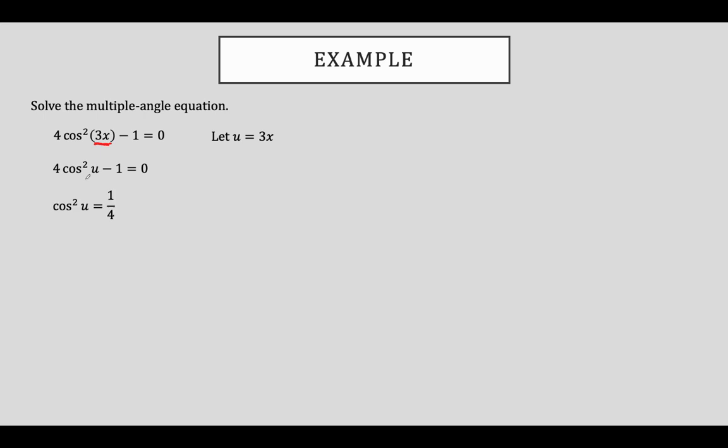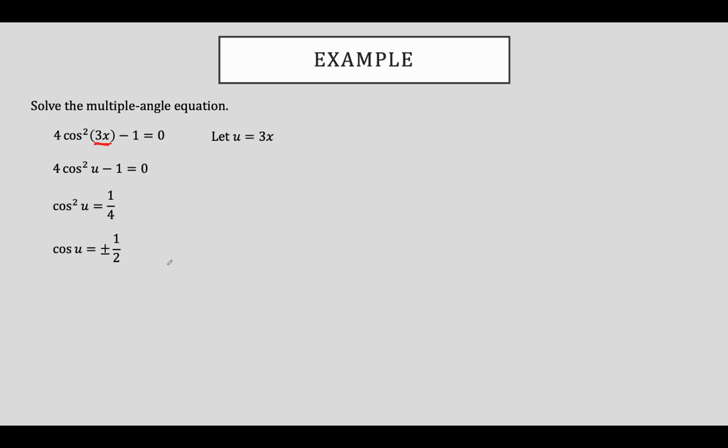This gives us cosine squared u is equal to 1 over 4. And now we can take the square root of both sides. The square root of cosine squared u gives me cosine u is equal to, well, if I take the square root of a fraction, I take the square root of the top and the bottom, leaving me with plus or minus 1 half. Cosine u is equal to plus or minus 1 half. Remember, don't forget, anytime you take a square root of a variable, you need to include both positive and negative roots that are solutions. So at this point, we have our trig function isolated.